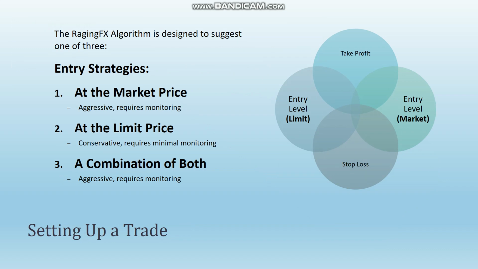Market price entries are considered aggressive trading and require monitoring, since price quotes can be volatile at the time a trade is entered. On the other hand, limit price entry strategies use the levels suggested in our signals and are hence considered more conservative because they require minimal monitoring. When using a limit price strategy, traders usually have more than enough time to enter a trade. Finally, using a combination of both market and limit price entries can offer some advantages and will be covered in greater detail in this course.